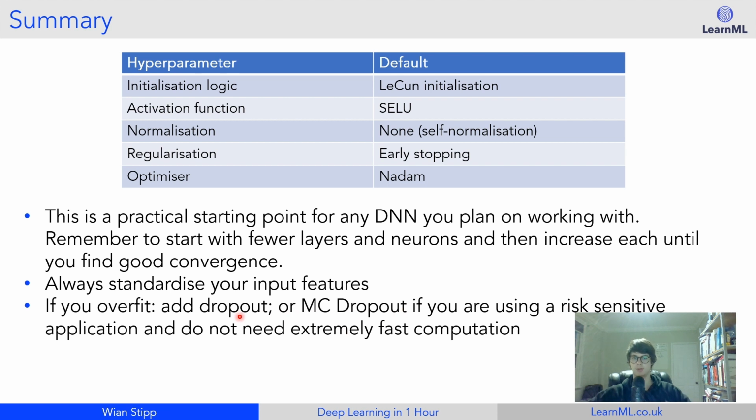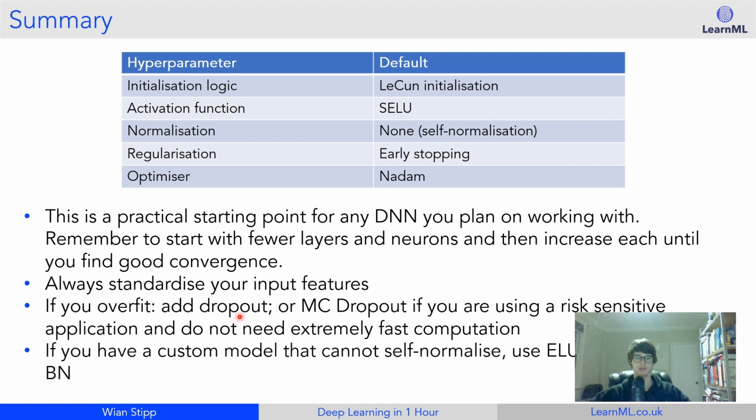And dropout again for regularization. If you have a custom model that can't self-normalize, remember, self-normalizing only works on the standard sequential fully connected neural network. If you're using a more custom model, you can't self-normalize, then you should do LeLU, and if possible, batch normalization. We sort of skipped over batch normalization, but this is something that you can look at in your own time. But in general, for a standard model, you don't need that.